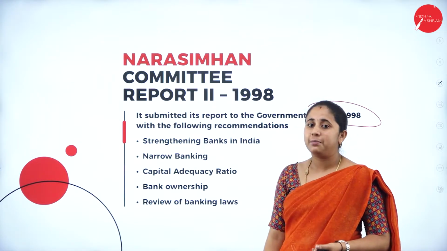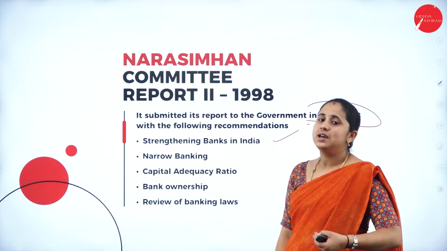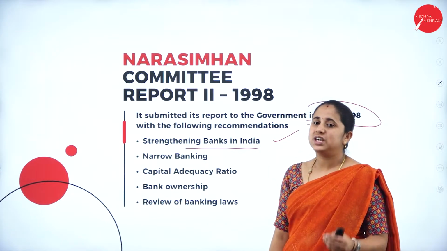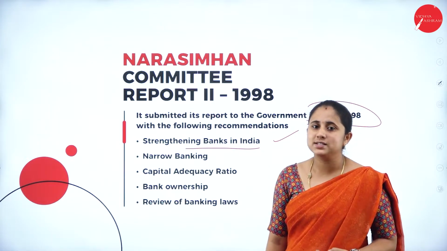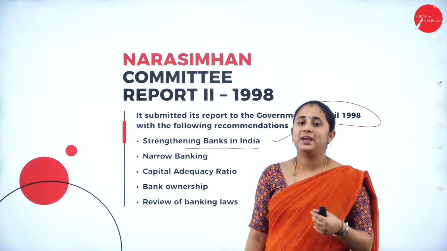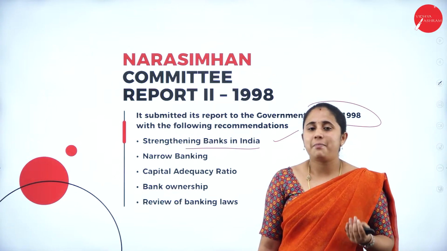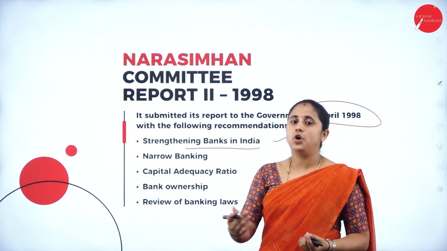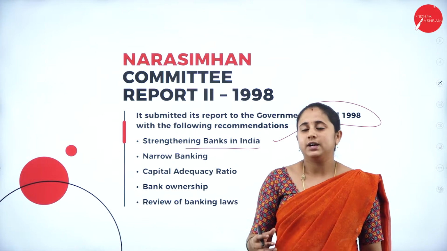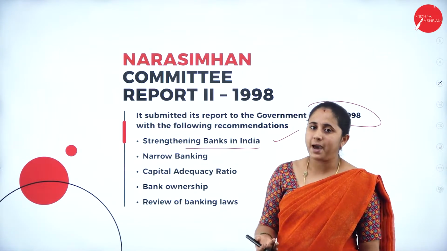So what are those recommendations? Under Narasimhan Committee Report 2, they recommended strengthening the banking system. That means current account convertibility, and the bank should be able to manage the domestic liquidity as well as the exchange rate. Through all these things, we can strengthen the Indian banking system.